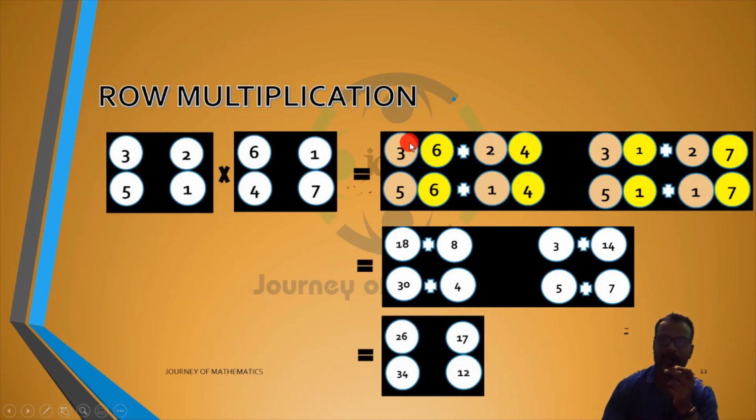So here I have taken 3 into 6 as 18, 2 into 4 as 8, 3 into 1, 3, 2 into 7, 14, 5 into 6, 30, 1 into 4, 4, 5 into 1, 5, 1 into 7, 7. If you simplify this, you will get this much.